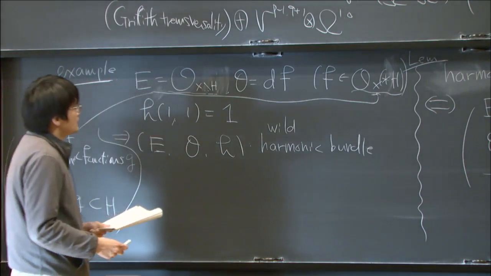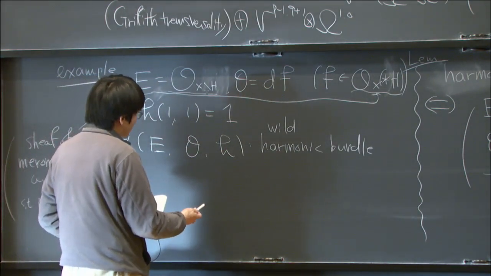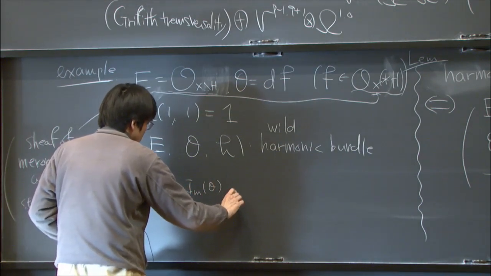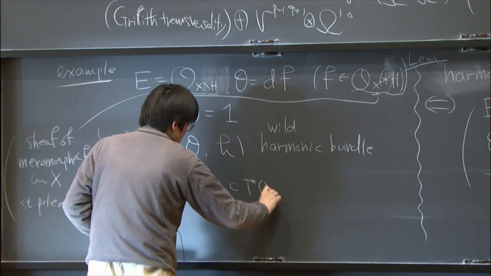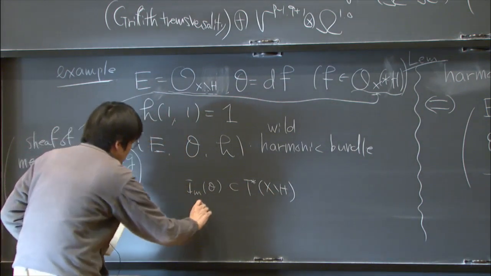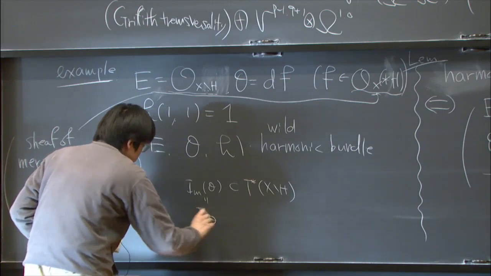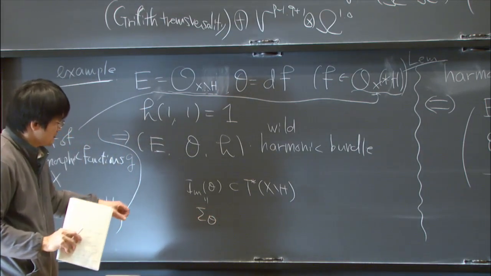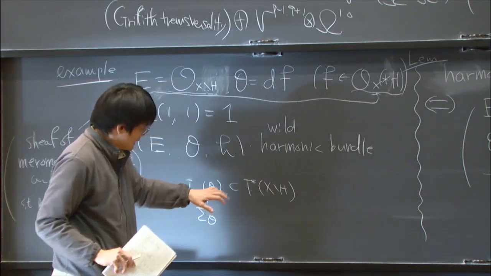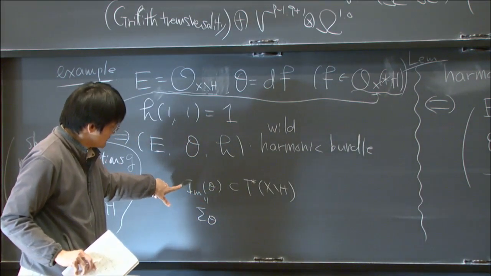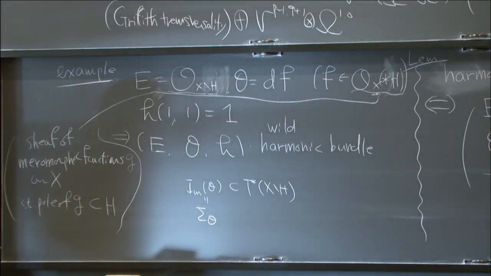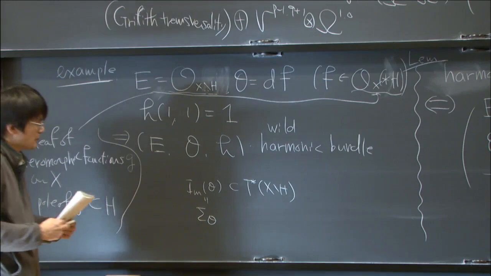Because in this case the spectral variety is just the image of θ. If we take n large, locally, then the closure of this is proper over X. So this is a wild harmonic bundle.